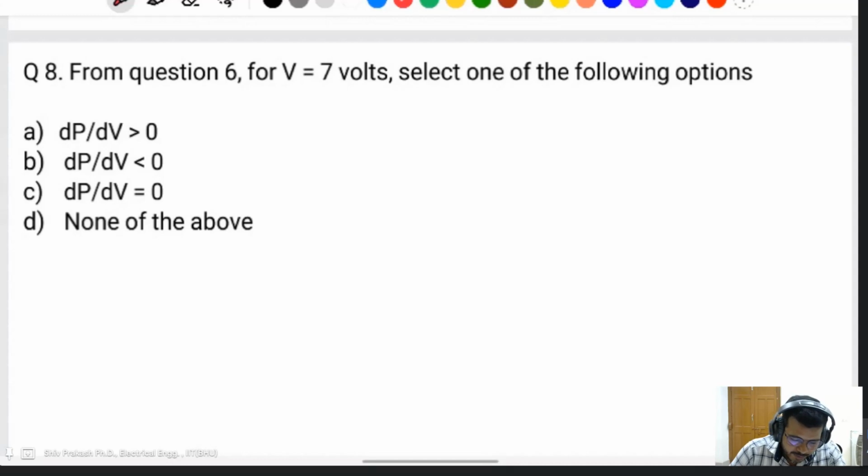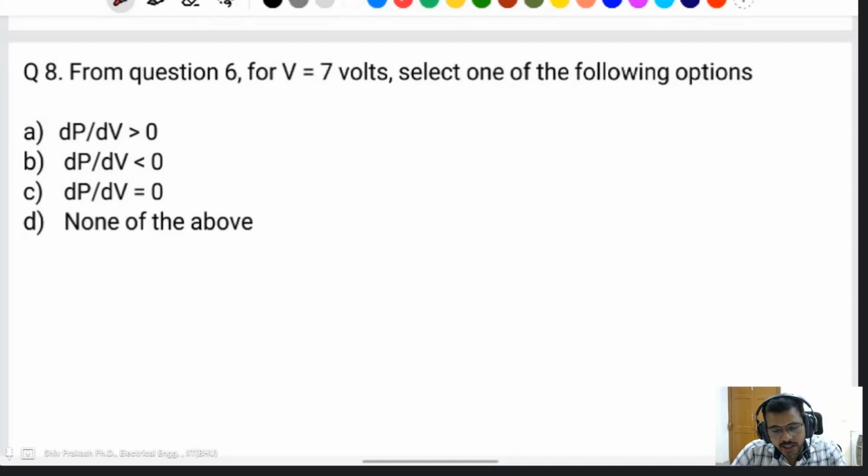Option A, dP by dV is greater than 0. Yes, this one is to the left of the MPPT point. That's why at the left of the MPPT point dV is less than 0, because the voltage and the power both are reduced. If both are reduced, the minus signs cancel out and a positive value results. That's why dP by dV is greater than 0.